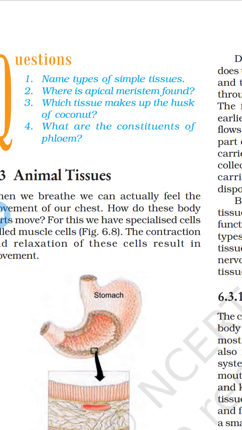Second question: where is apical meristem found? The apical meristem is found at the growing apices of the plant, such as root and stem apices, or the tips.